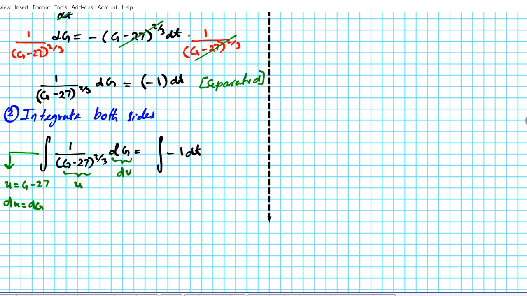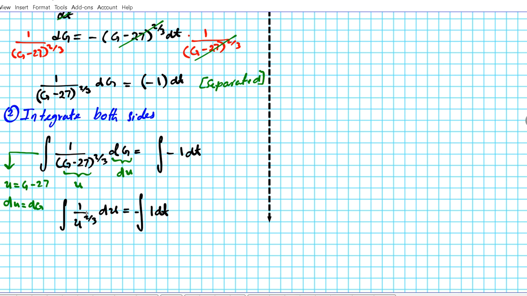Sometimes we have to do some algebraic manipulation to let it work, but in this case we don't have to do that, which is fantastic. So we're going to now rewrite our integral with the u substitution. This becomes the integral of 1 over u to the 2/3 du is equal to the integral of, let's put a minus here, minus 1 dt.